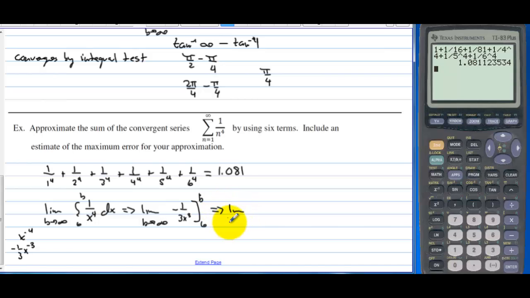That's the limit as b approaches infinity of negative 1 over 3b to the 3rd, and then minus a negative, which is plus 1 over 3 times 6 to the 3rd. Now when we put infinity in here, this piece is going to go to 0 and we're left with 1 over 3 times 6 to the 3rd. 1 divided by 3 times 6 to the 3rd, and that's equal to, the maximum error is 0.00154.